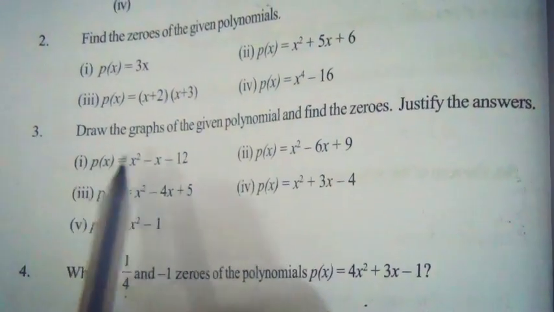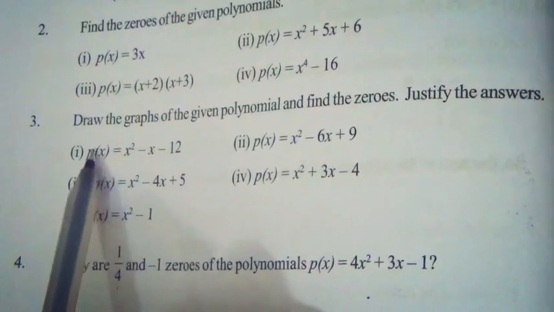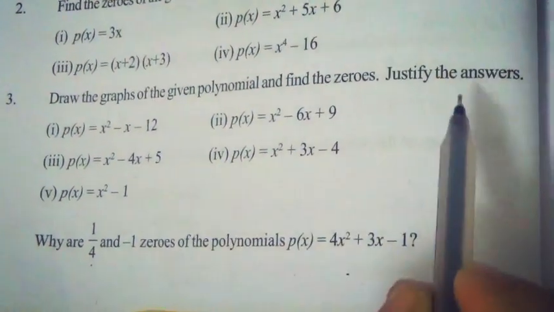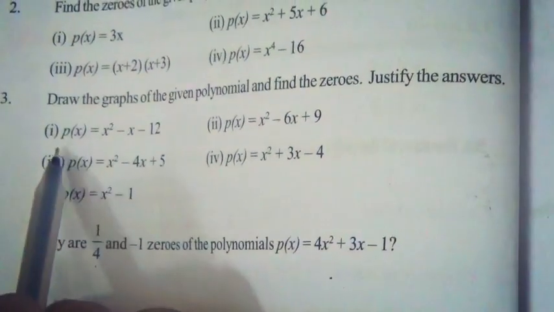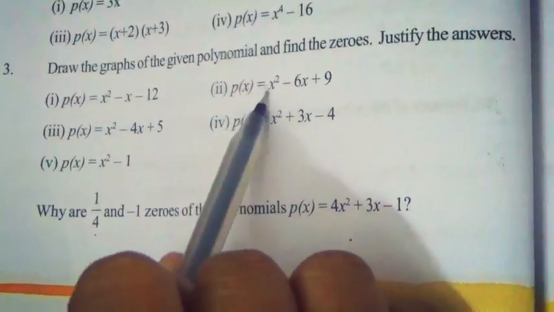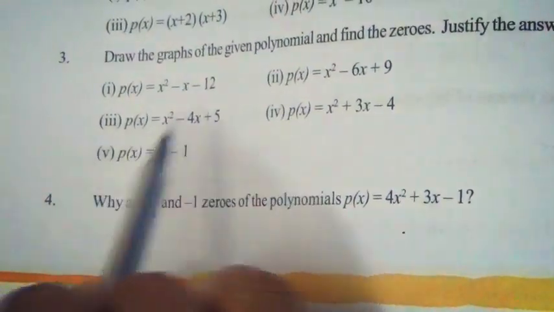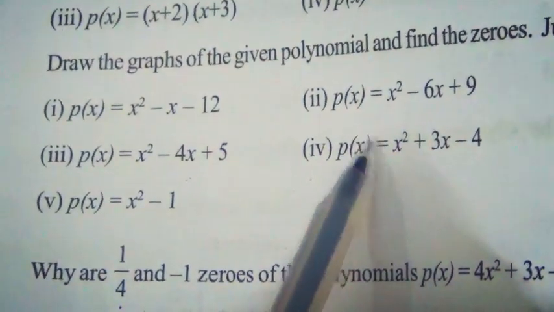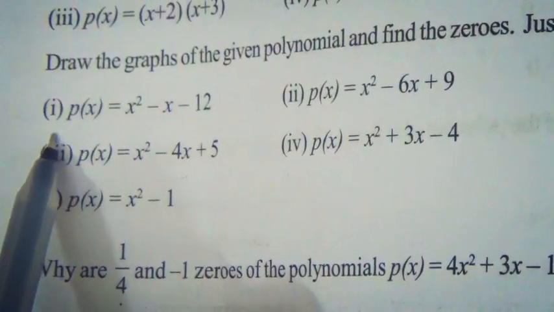So in the third Roman, the first one is: draw the graphs of the given polynomials, find the zeros and justify your answer, right? Here I will tell 3 questions, graphical representations. I will show that in this video. You just draw these 2. Okay, I will show these 3 graphical representations. You just try these 2 questions on your own. Okay, so what is the first one? The given polynomial.